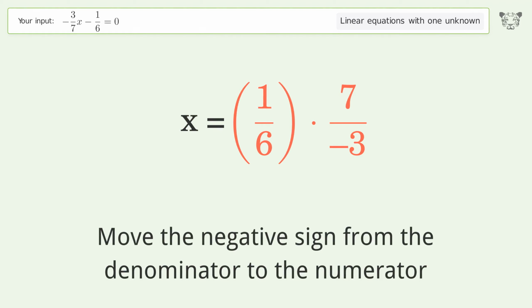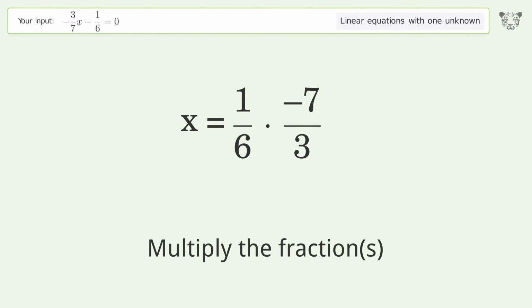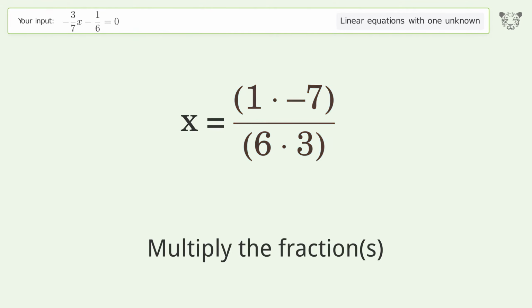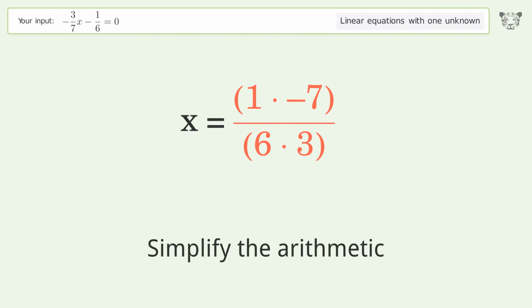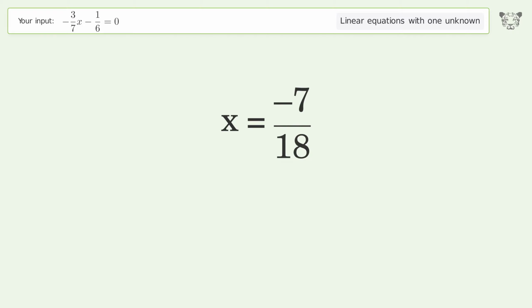Move the negative sign from the denominator to the numerator. Multiply the fractions. Simplify the arithmetic. And so the final result is x equals -7/18.